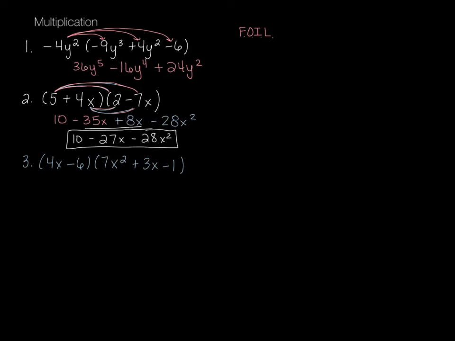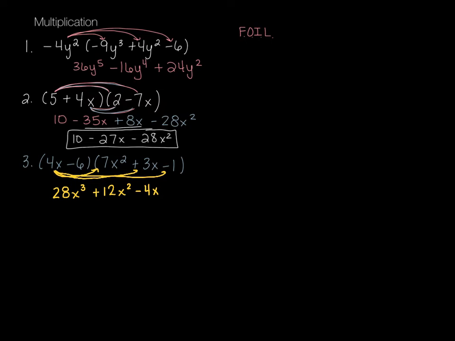In example 3, we have a binomial with two terms that we are going to multiply by a trinomial. So the first thing we're going to do is use distribution again. So I'm going to start by distributing. I'm going to distribute the 4x to the 7x squared, which gives me 28x to the third. And then I'll distribute the 4x to the 3x, so that gives me plus 12x squared. And then I'll distribute the 4x to the negative 1, which gives me negative 4x.